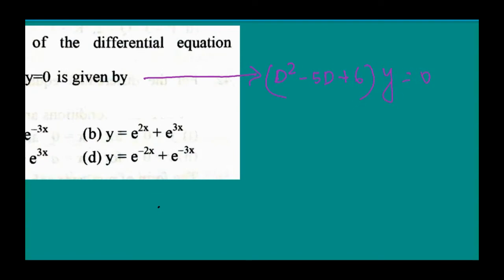So what is the auxiliary equation? Auxiliary equation is D square minus 5D plus 6 is equal to 0. This is the auxiliary equation. We have to solve this one.